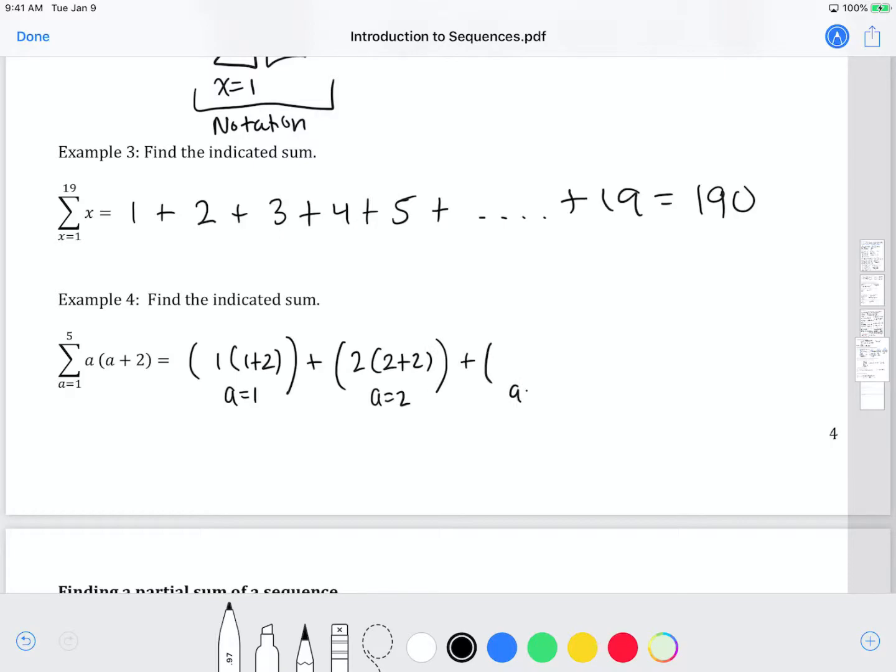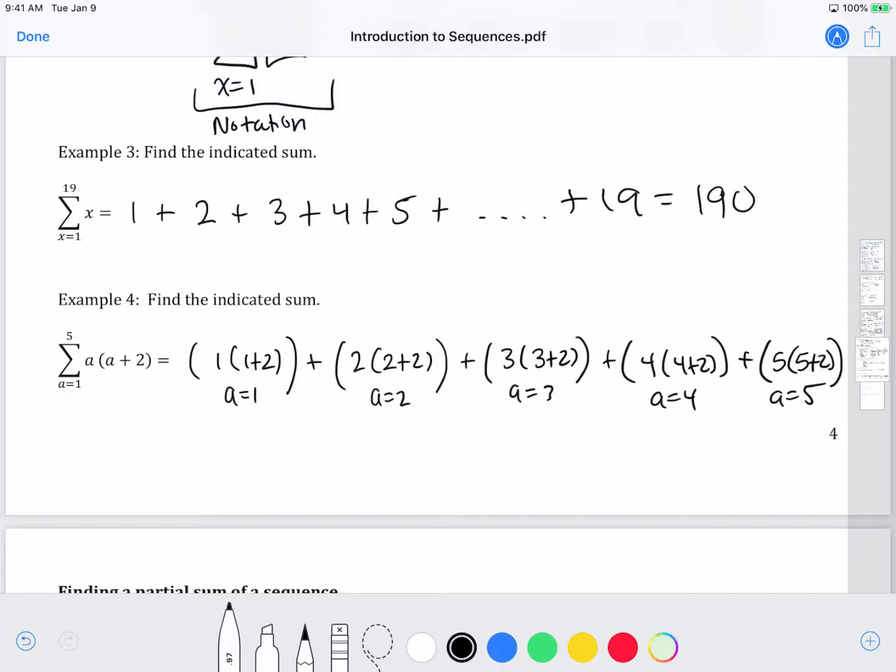Then I'm going to do it for a is equal to 3. I have 3 times 3 plus 2. Then for 4, and then for 5. Now I have to actually add all this up.